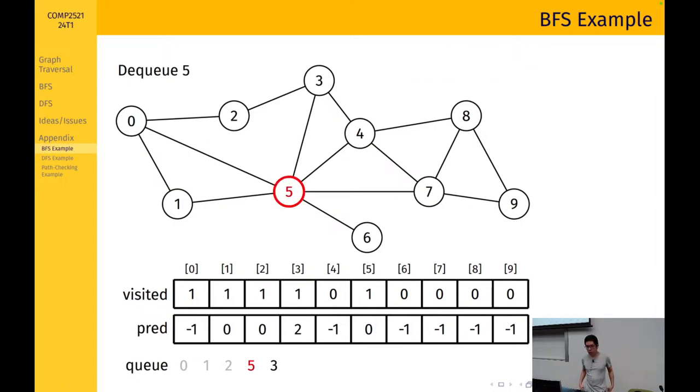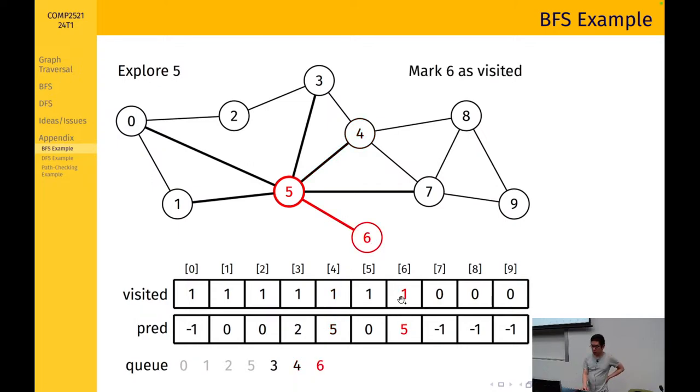Next, let's dequeue 5 and explore 5. Now 5 has lots of neighbors: 0, 1, 3, 4, 6, and 7. Since 0, 1, and 3 have already been visited, we can skip all of these. Next, we deal with 4. 4 hasn't been visited, so we mark it as visited, set its predecessor to 5, and enqueue 4. Same thing for 6 and 7: we set their predecessors to 5, and we enqueue them.